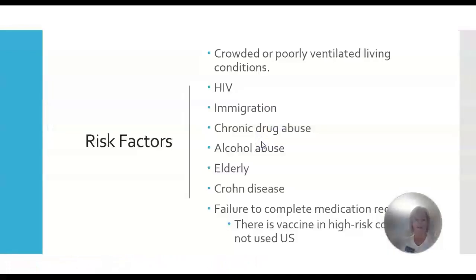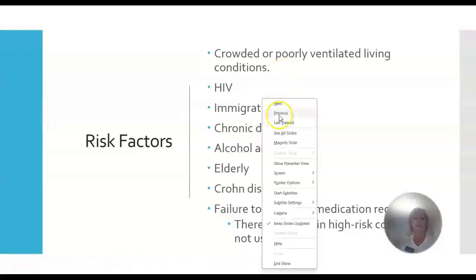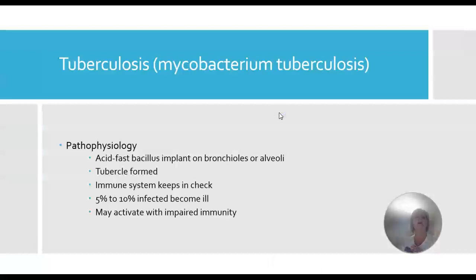Okay, so TB. As far as the pathophysiology, tuberculosis is caused by Mycobacterium tuberculosis. So it is a specific acid-fast bacillus that implants on the bronchioles or the alveoli down at the bases of the lungs. And these tubercles form down inside there, which they can see on a chest x-ray.